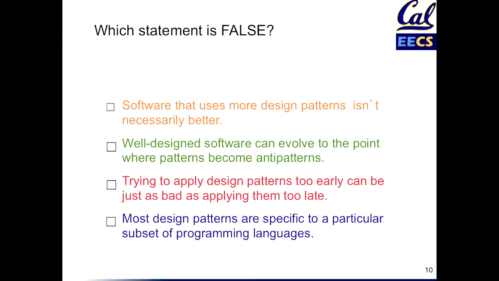So let's warm up for our design patterns discussion by speculating on which statement is false. Software that uses more design patterns isn't necessarily better. So using more patterns doesn't necessarily guarantee you're doing a better job. Well-designed software can still evolve to the point where patterns become anti-patterns. Trying to apply design patterns too early can be just as bad as too late. And most design patterns are specific to a particular subset of programming languages. So what is the best answer for which one statement is false?